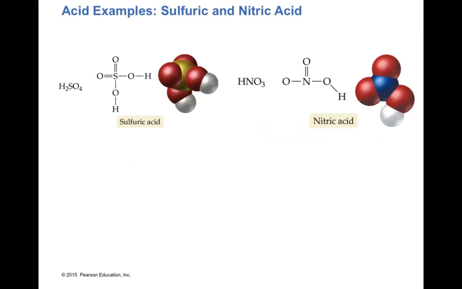Also, there are other types of acids. This one is sulfuric acid. This one is nitric acid. As we can see, they're a little bit more complex in structure. Sulfuric acid has 4 oxygens, a sulfur, and 2 hydrogens. Nitric acid has 3 oxygens, 1 nitrogen, and a hydrogen.